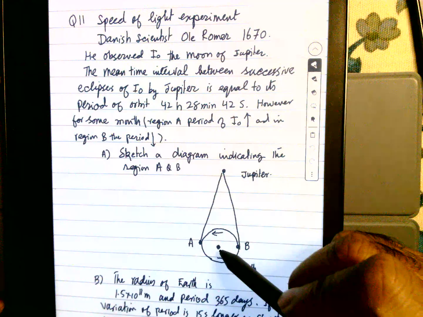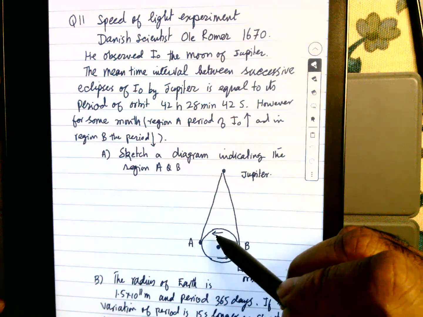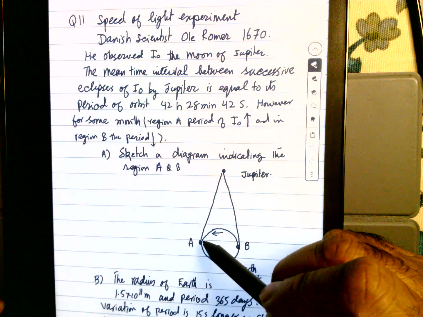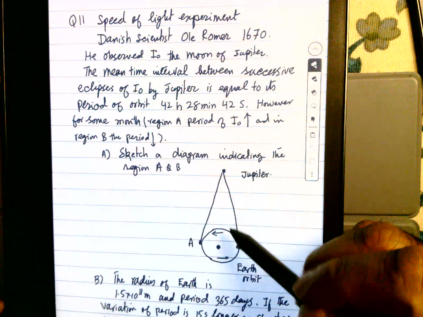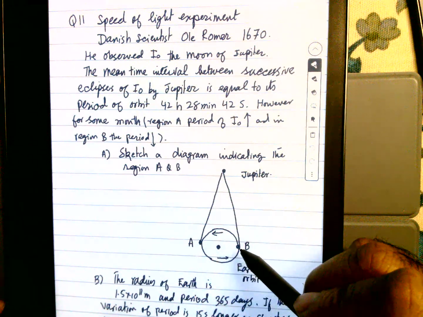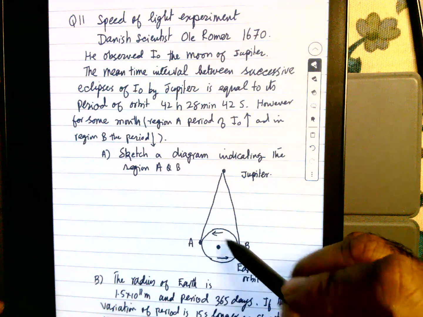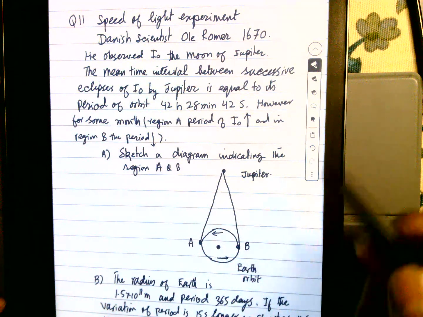So, this is Earth and this is its orbit, and it is moving in this direction, anti-clockwise. So, this is A, and this is B. So sometimes it is increasing and sometimes it is decreasing.